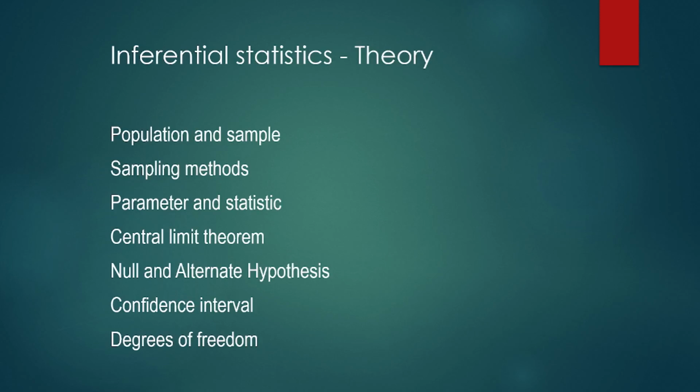And next we have the remaining part, which is from theory. So under this theory part, we have population and sample, sampling methods, parameter and statistic, central limit theorem, null and alternate hypothesis, confidence interval, degrees of freedom, and standard error of mean is also included. Standard error of mean is given by sigma by root n. One 2-mark question on this was given in the sample paper.